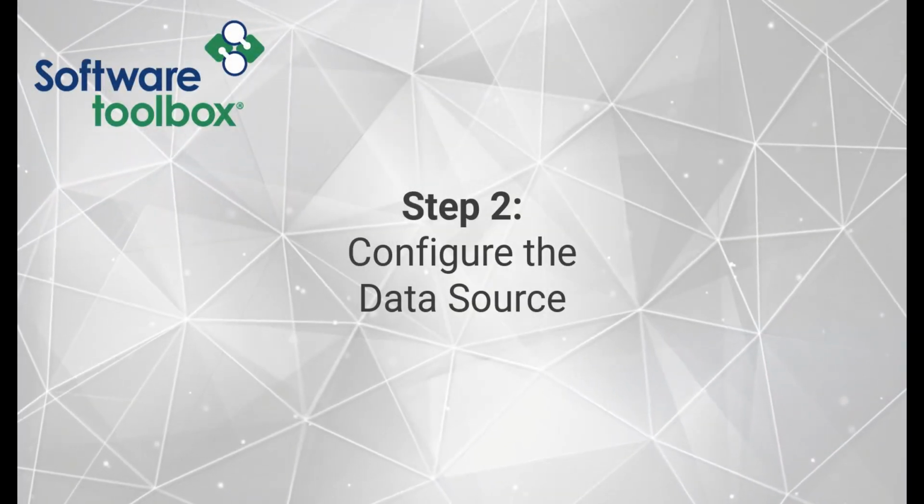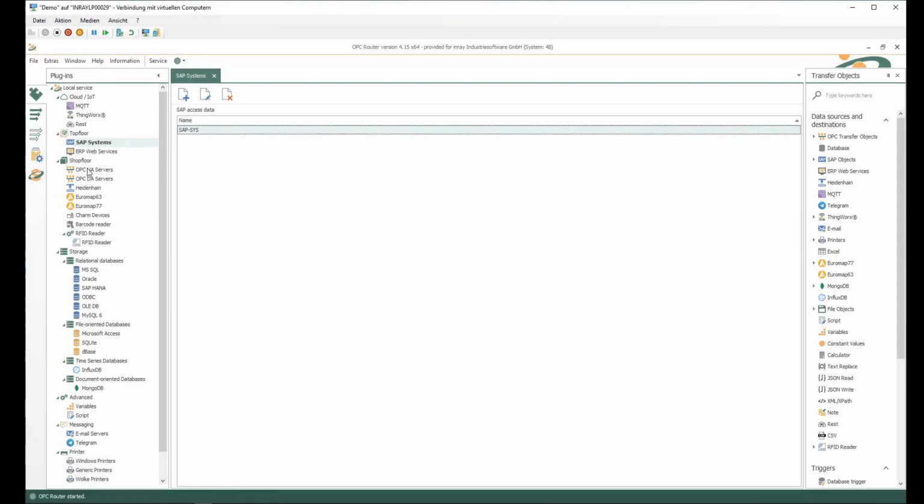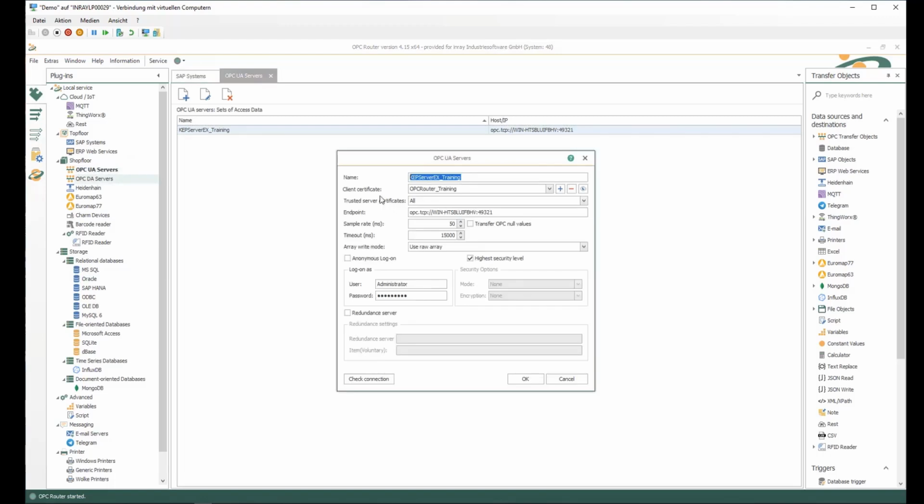For step 2, we're going to configure our data source. For this tutorial, we're going to be using an OPC UA server connection. If you're interested in using a different data source, be sure to check out our other tutorial videos. First, we're going to navigate to OPC UA and create a new connection. As you can see, I am using KEP server in this tutorial, and I'm going to enter the UA endpoint. We will then put the username and password for logon, as well as choose our security level. We can then check the connection to confirm that communications are established.